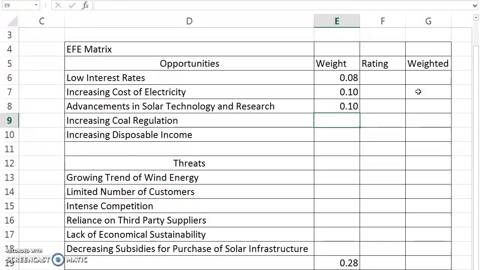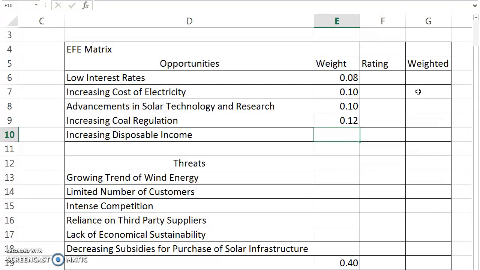Increase in coal regulation. As we regulate coal a lot more because of the pollutant effect, the demand for solar and other alternatives is going to increase. I feel that this is very important to the solar industry, so I'm going to give it a little bit higher of a weight. I think maybe it's a little more important to realizing success than increasing cost of electricity and advancements in solar tech. So I'll give that a 0.12.